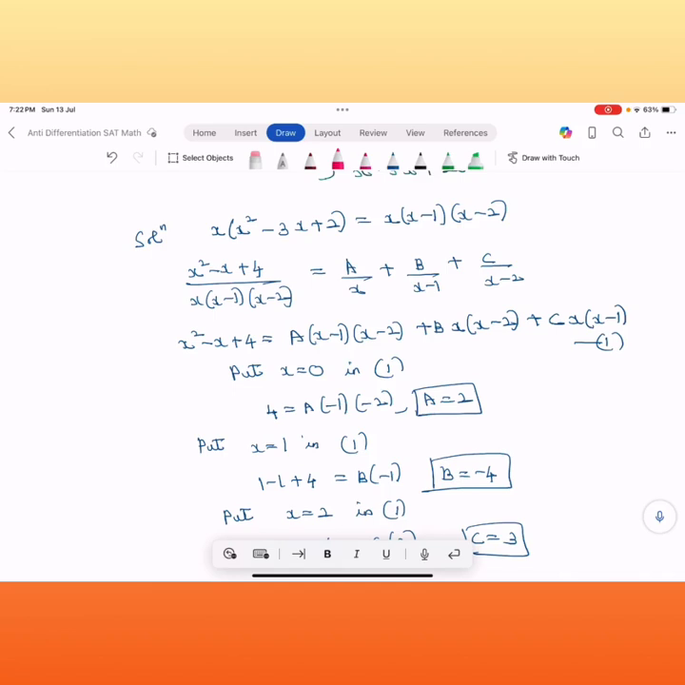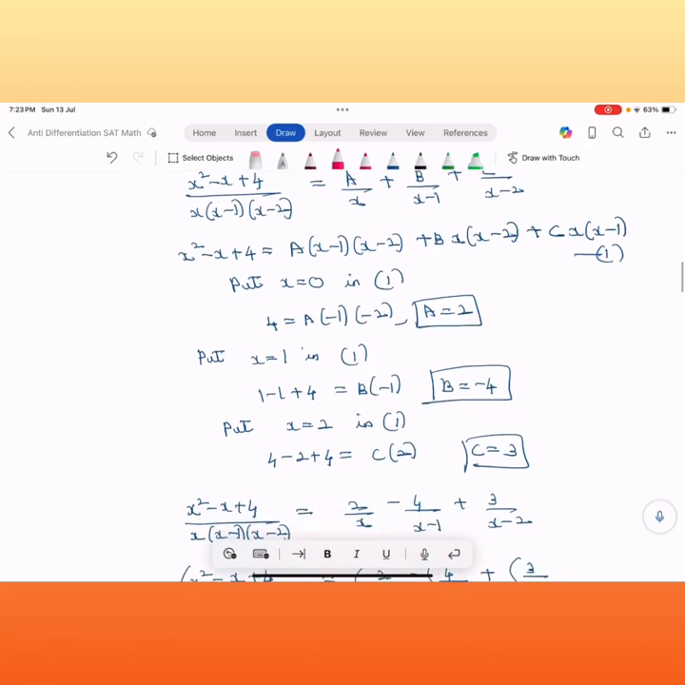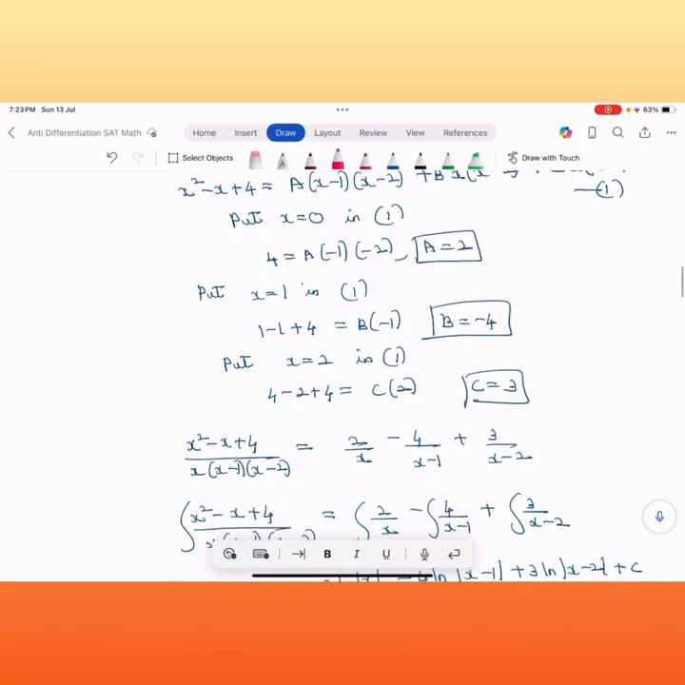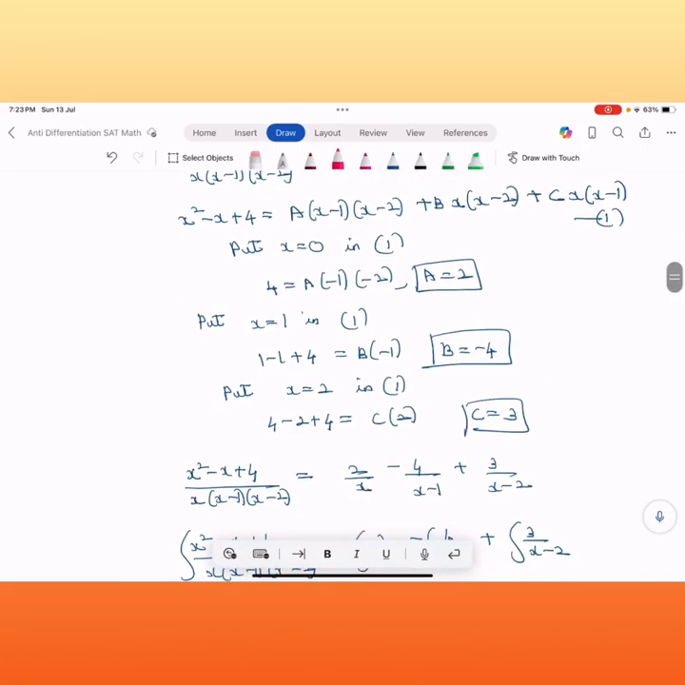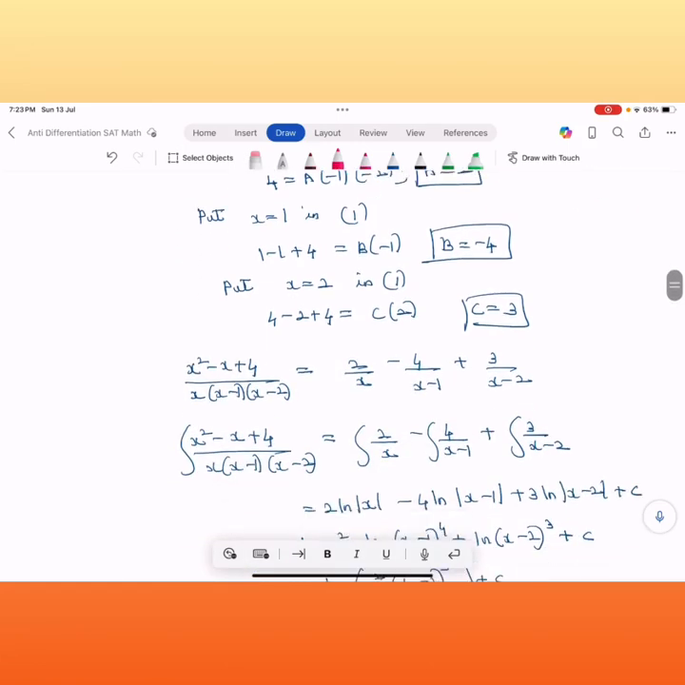What will you put to get b? Put x equal to 1 in equation 1. So I get 1 minus 1 plus 4 will be b into minus 1. a and c disappear and you get b as minus 4. Again, put x equal to 2 in this equation 1 and what do you get? 4 minus 2 plus 4 will be c into 2 into 2 minus 1, which is 2. So c equal to 3. So your partial fractions become 2 by x minus 4 by x minus 1 plus 3 by x minus 2.